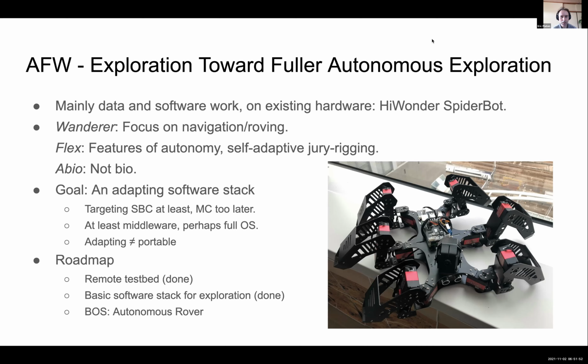The basic idea is to use existing hardware so that we can send a picture, which looks like a spider, and try to make it more autonomous. Here it's autonomous in the sense that we are trying to be a wanderer. So it's about navigation and roving and discovering and mapping and things like that.